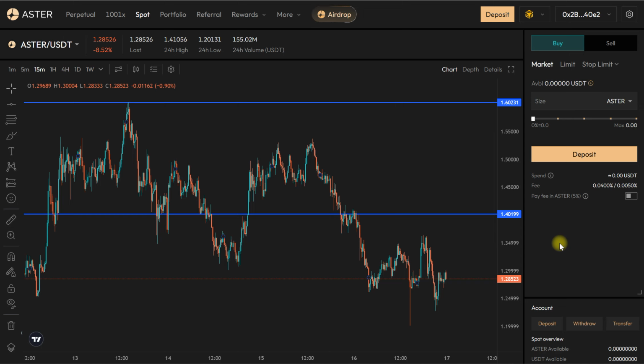Hi everyone, welcome. We built a Telegram bot that will auto trade on Aster DEX, or you can also trade manually, like buying and selling tokens on the market, or even place a limit order for buy or sell. Let me show you how my bot works.